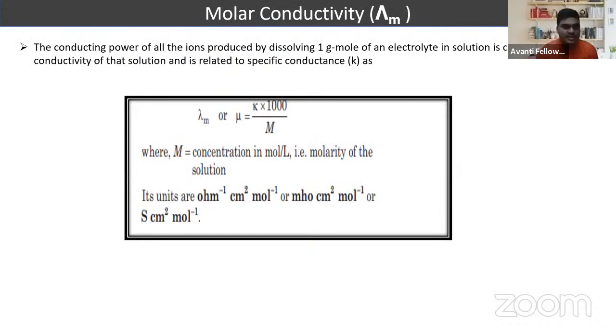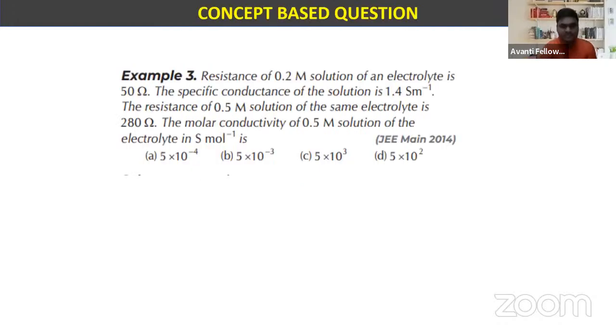So what is molar conductivity? Basically, the conducting power of all the ions produced by dissolving 1 gram mole of an electrolyte in solution is called the molar conductivity of the solution, and it is related to the specific conductance like this. Molar conductivity is sometimes denoted by lambda m or mu, which is equal to K into 1000 upon m, where m is the concentration in mole per liter, that is, the molarity of the solution. Its unit is either ohm inverse centimeter square mole inverse, or Siemens centimeter square mole inverse. So you can write it in any way.